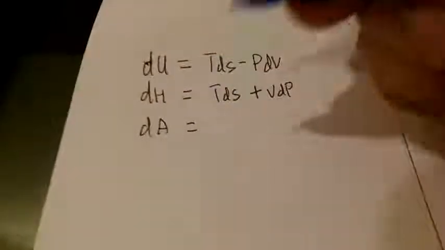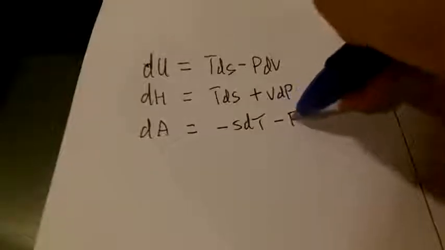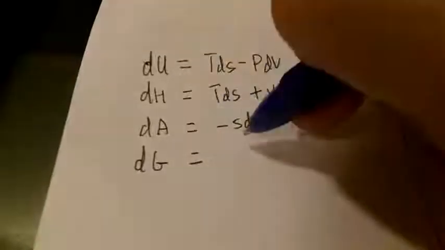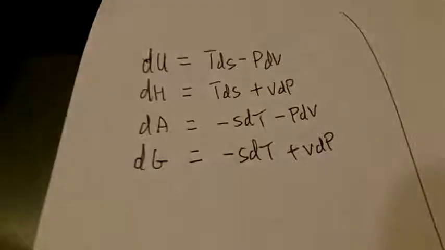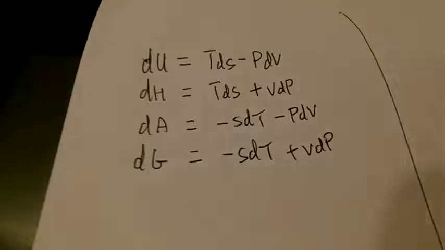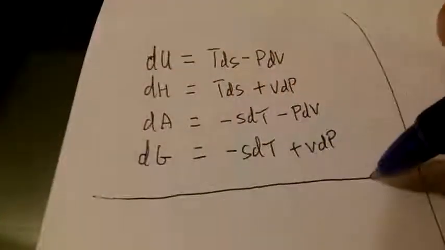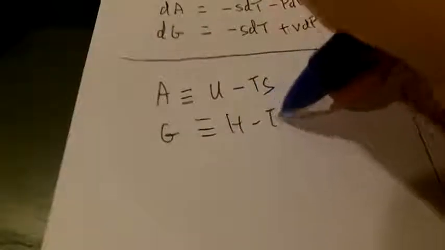dA, which is Helmholtz free energy, equals minus SdT minus PdV, and dG, which is Gibbs free energy, is minus SdT plus VdP. You don't really have to memorize all these equations except maybe the first two. You can actually derive the last two from the definitions of Helmholtz and Gibbs free energy, which are as follows: A equals U minus TS, and G equals H minus TS.